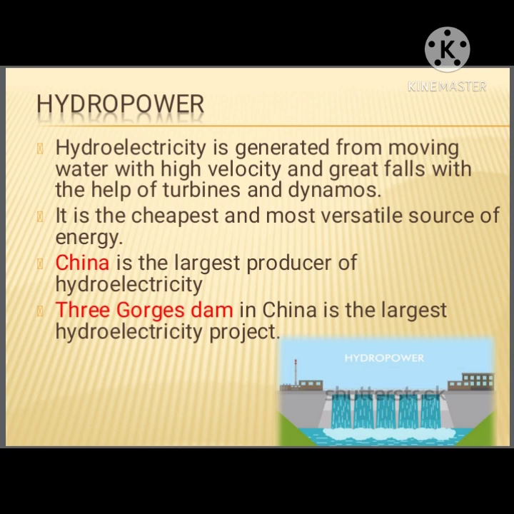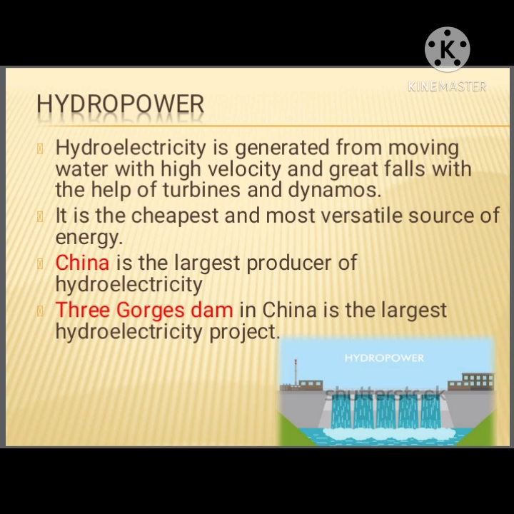It is the cheapest and most versatile source of energy. China is the largest producer of hydroelectricity. It's very important. Who is the largest producer of hydroelectricity? China. Their major project for hydroelectricity, Three Gorges Dam in China, is the largest hydroelectricity project. Not only China, Canada, Brazil, United States of America, Russia, India, Norway and Japan also produce hydroelectricity.